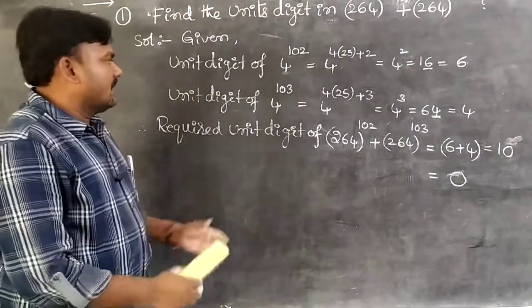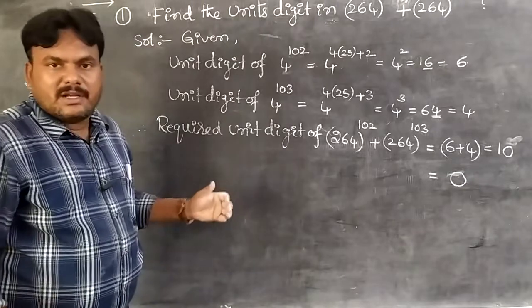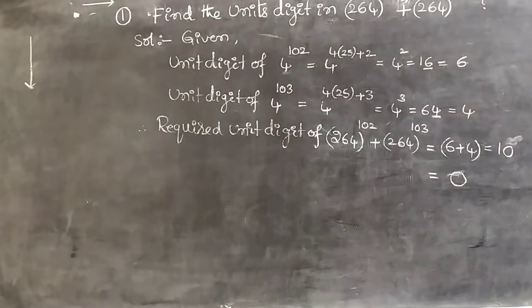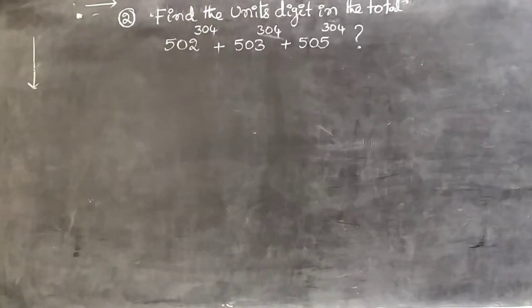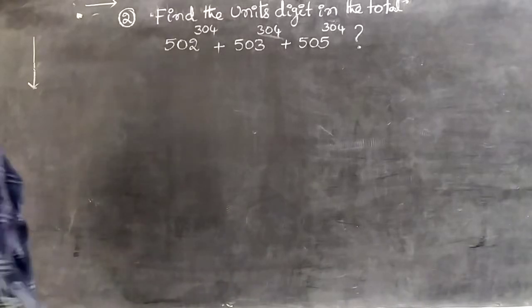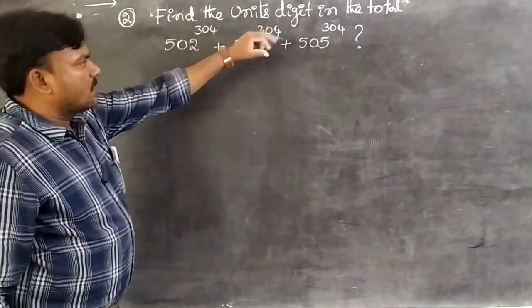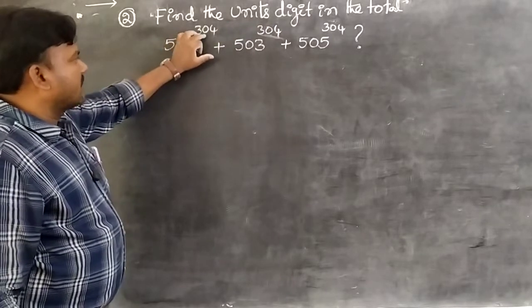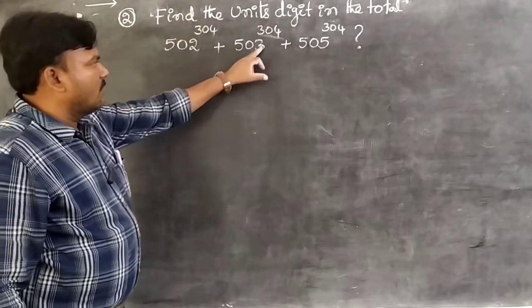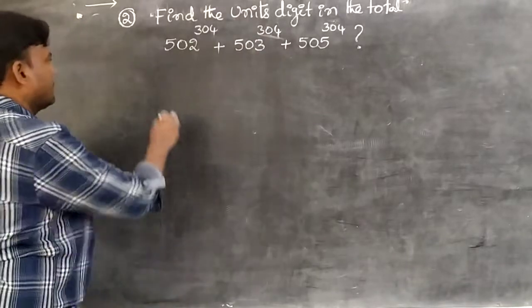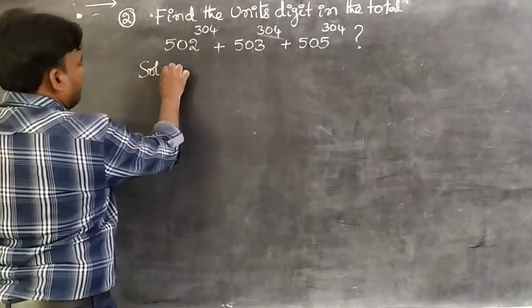This is the way of approach, students. And again, observe, practice carefully. I explain one more related problem, students. Right. Observe, students, some more related problem of one more example. Find the unit digit in the total 502 whole power 304 plus 503 whole power 304 plus 505 whole power 304. Yes. Observe the solution. Solution given.